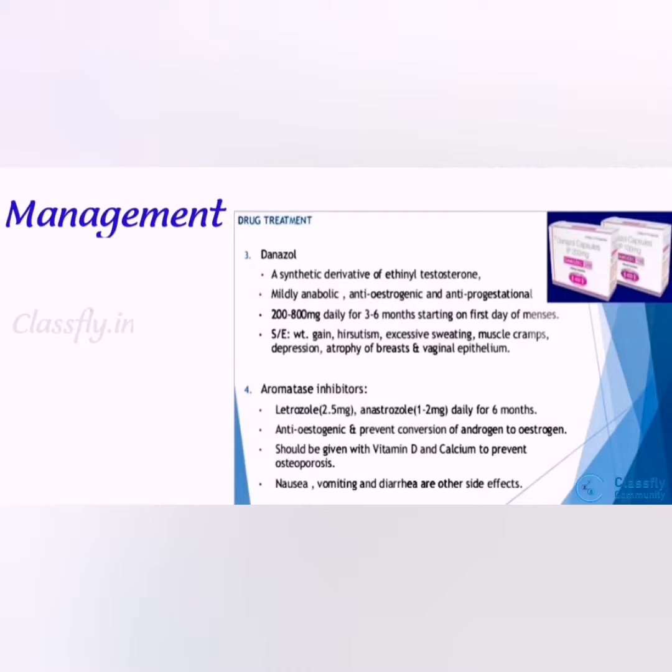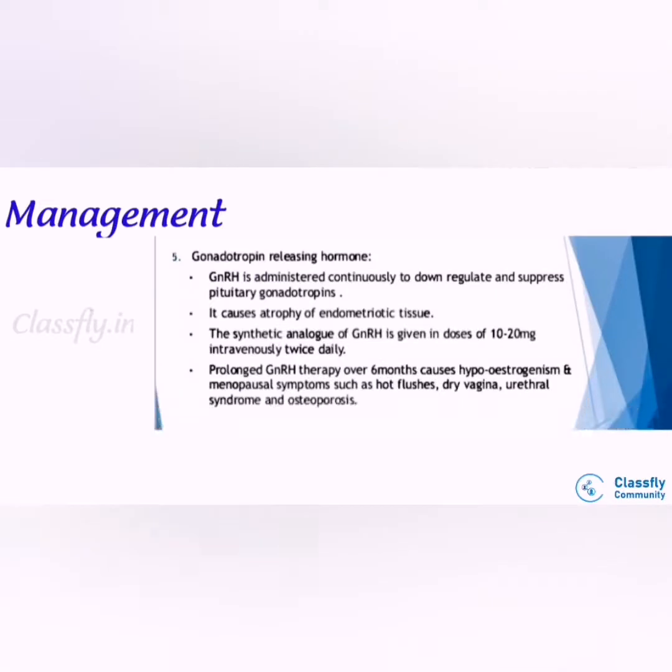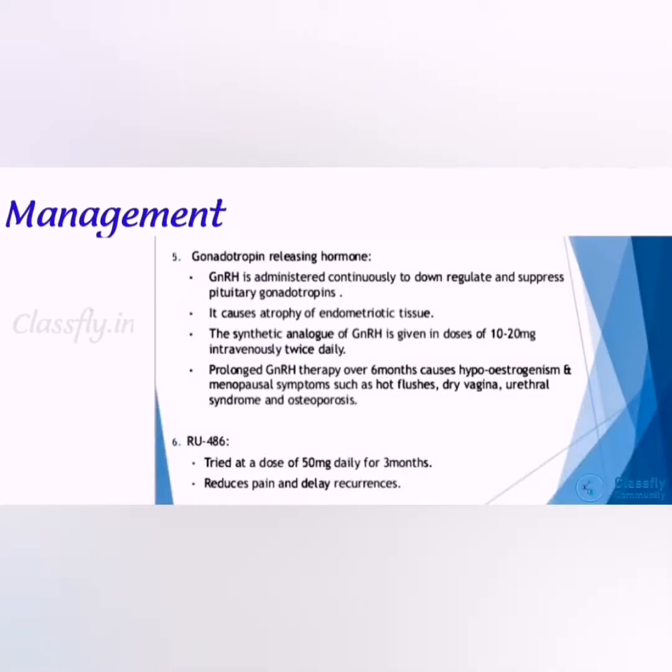Fourth one is aromatase inhibitors. For example, letrozole 2.5 mg, anastrozole 1 to 2 mg daily for 6 months. Anti-estrogenic, they prevent the conversion of androgen to estrogen. It should be given with vitamin D and calcium to prevent osteoporosis. Side effects are nausea, vomiting and diarrhea. Fifth one is RU 486. It is tried at a dose of 50 mg daily for 3 months and it can reduce the pain.